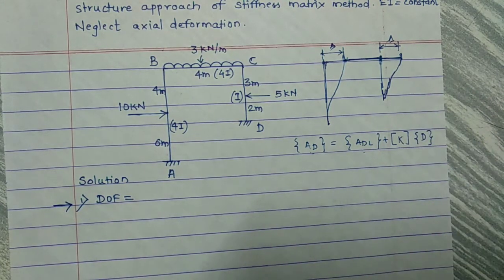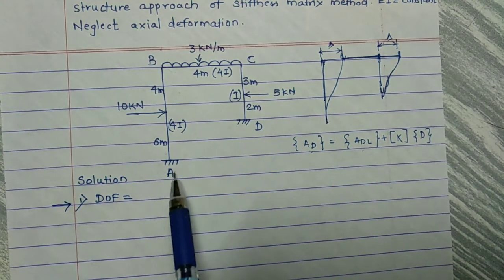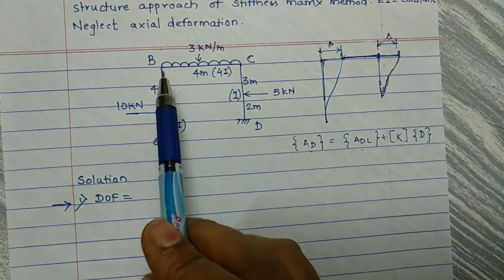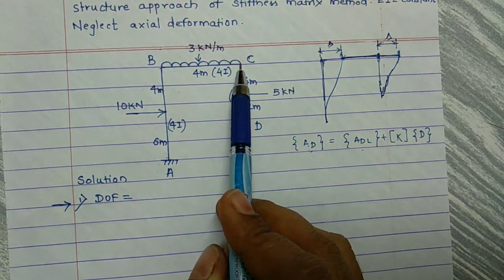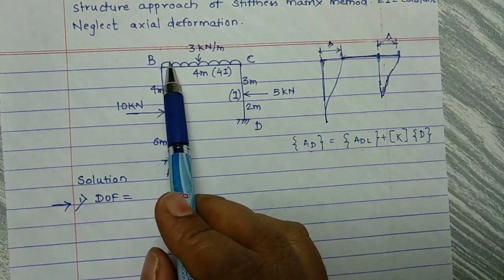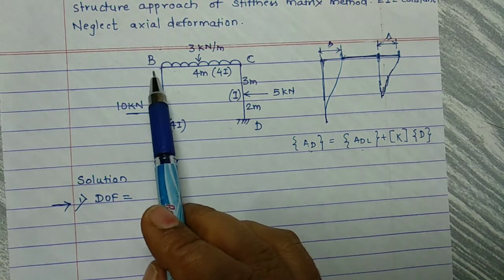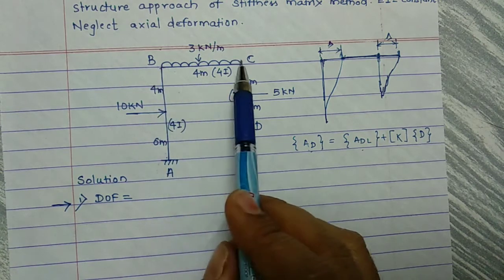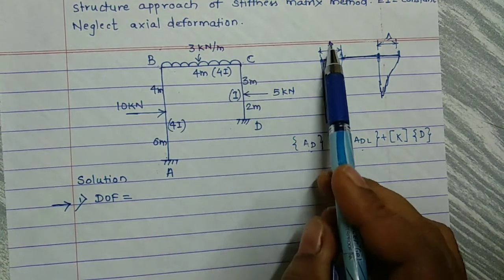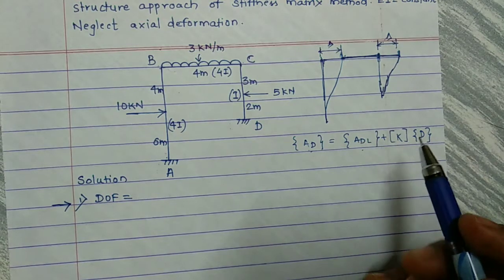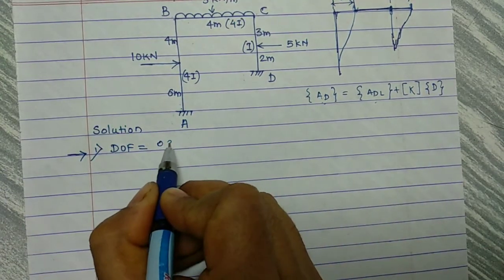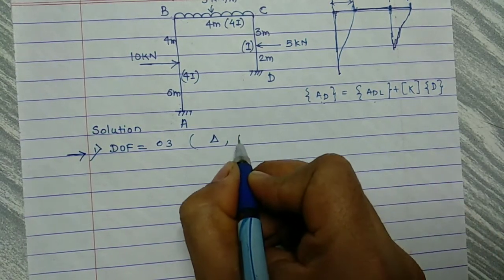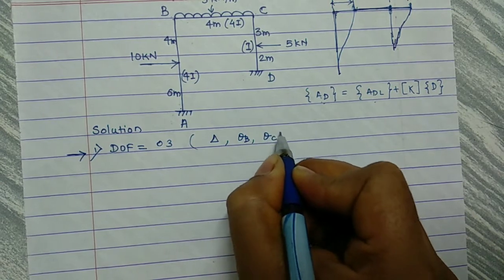The other degrees of freedom will go according to the supports. Support A and support D are both fixed supports, so for a fixed support the degree of freedom is 0. Supports B and C are joints where there will be one rotation at B, theta B, and at C, theta C. So these 2 degrees of freedom, theta B and theta C, and the third degree of freedom is this common delta. So the total degrees of freedom are 3: delta at beam level first, then rotation at B and rotation at C.